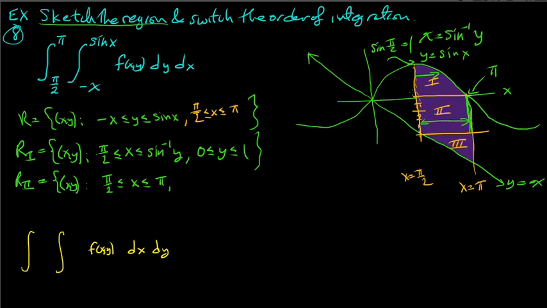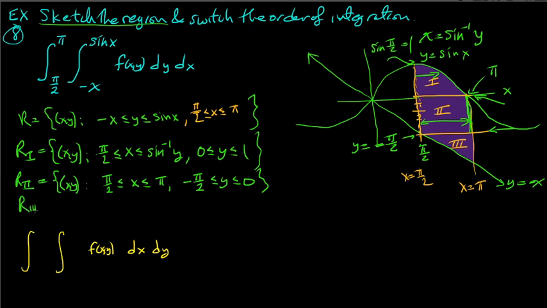And y goes from where to where? So what's this line here? Well, this is the line y equals negative x. And if x equals pi over 2, then y is going to be negative pi over 2 here. So we're going from y equals negative pi over 2 to y equals 0, because the top part of region 2 is just the x-axis.